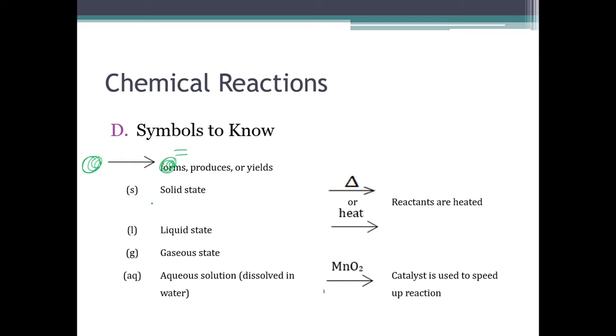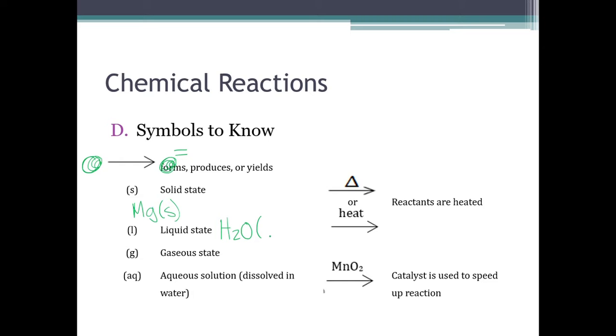You'll start seeing a lot of state symbols pop up. We talked about these earlier this year, but it's been a while. If you see an S in parentheses following an element, for example Mg followed by an (s), this means solid magnesium, or magnesium metal. If you see an L in parentheses, that means something is in the liquid state, such as H2O (l).